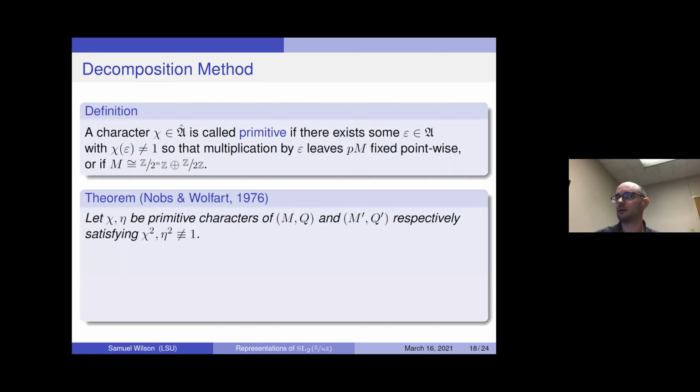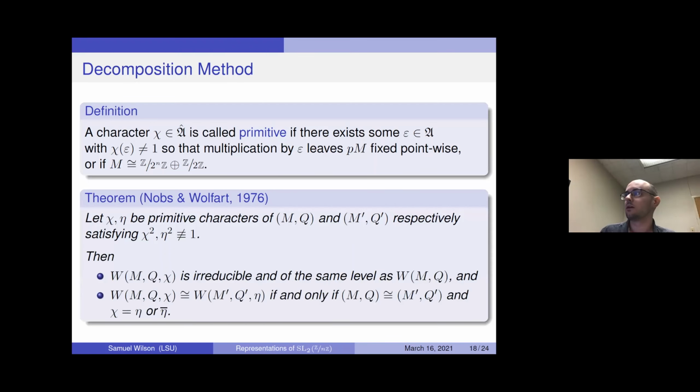And the big theorem by Nobs and Wolfart that we use to construct all of these representations is that if we look at primitive characters that don't square to 1, so they're of order greater than 2, then W_{M,Q,chi} is in fact irreducible, and it has the same level as W_{M,Q}, which, remember, we could construct to have a level of a specific p to the power lambda. And secondly, they're all distinct unless we are looking at exactly the same module and exactly the same character up to conjugation.